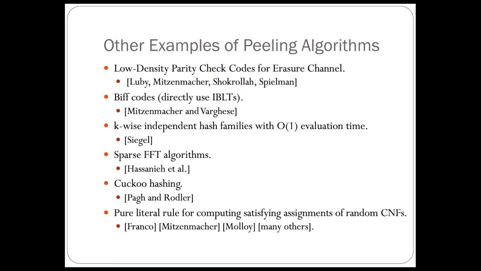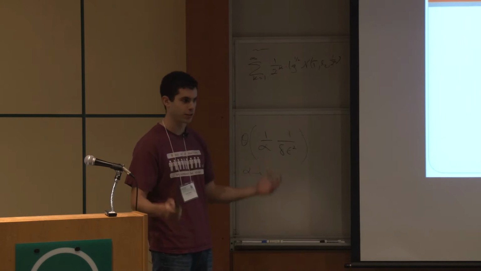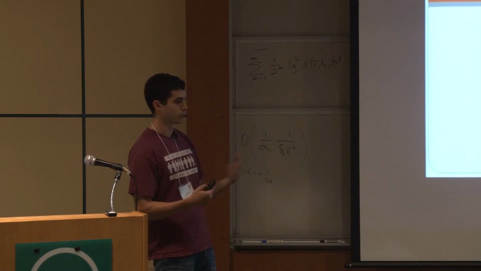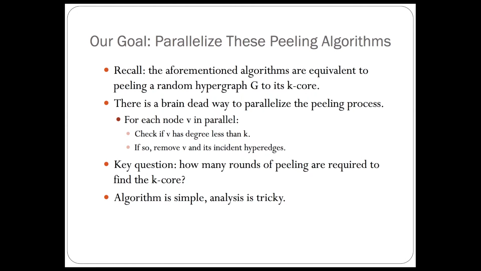Also, k-wise independent hash families with constant evaluation time. Some sparse fast Fourier transform algorithms developed in the last few years, cuckoo hashing, and various well-studied algorithms for SAT solving in random SAT instances. These are all peeling on a corresponding hypergraph. Okay. So what this means is that if we want to develop parallel versions of these algorithms, we really just need to understand parallel versions of peeling on these hypergraphs. All right, so let's try to do that.